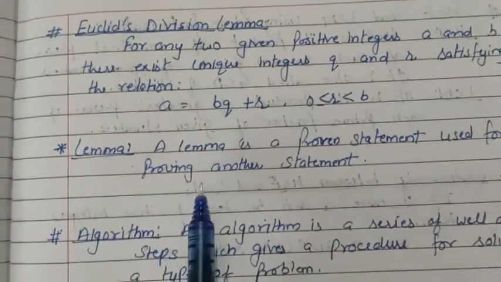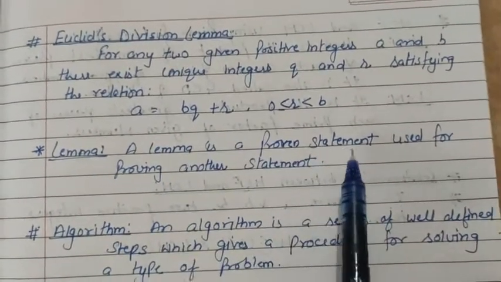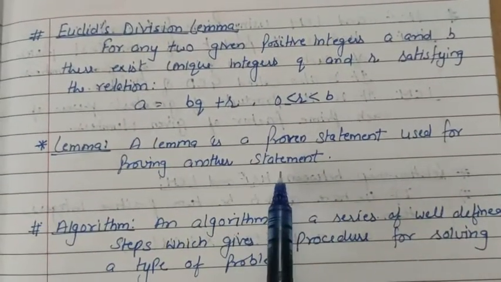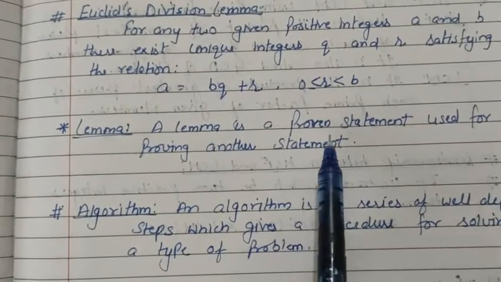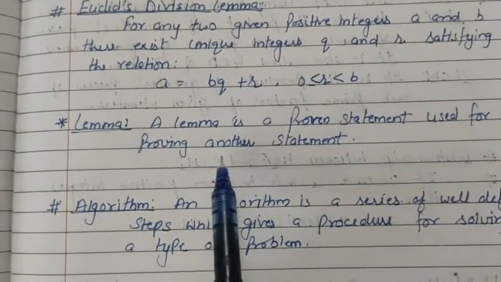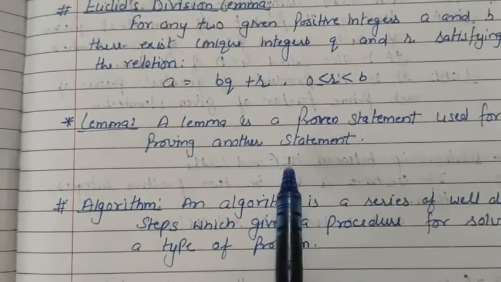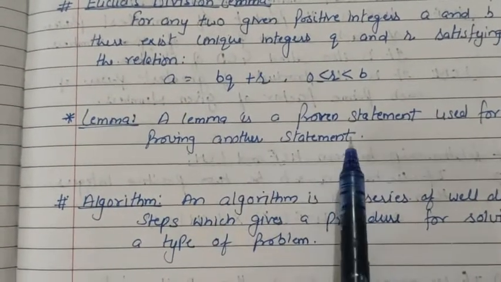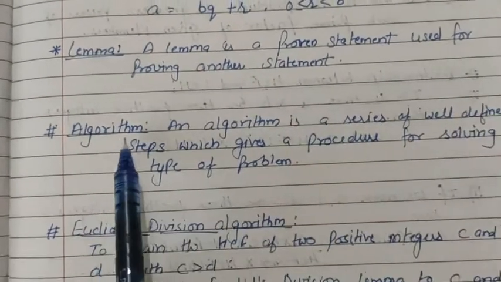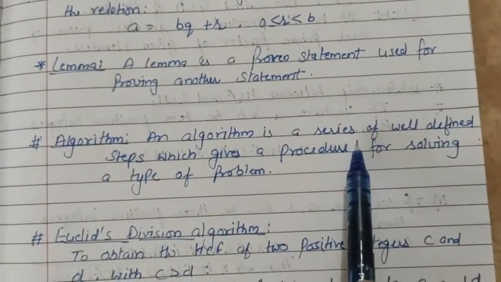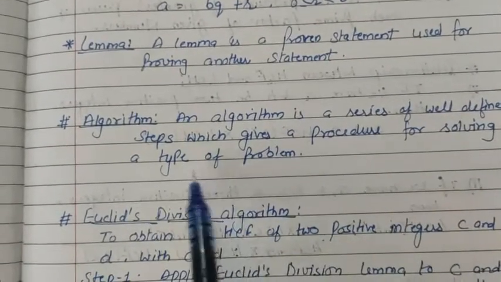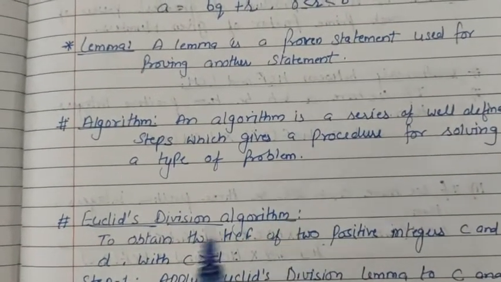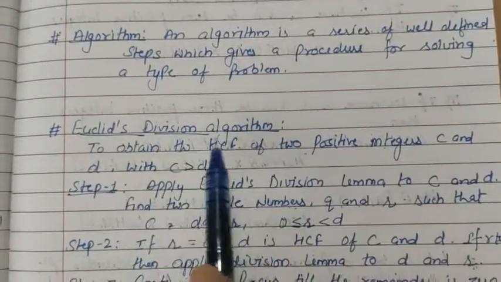Keep in mind, a lemma is a proven statement used for proving another statement. So lemma is nothing but a proved statement that is used to prove other statements. So next one is algorithm. An algorithm is a series of well-defined steps which gives a procedure for solving a type of problem. Next one, Euclid's division algorithm.